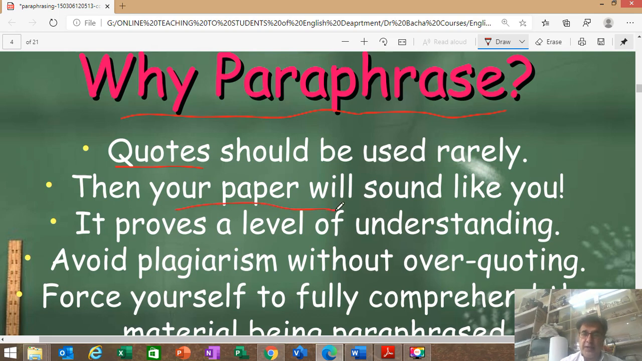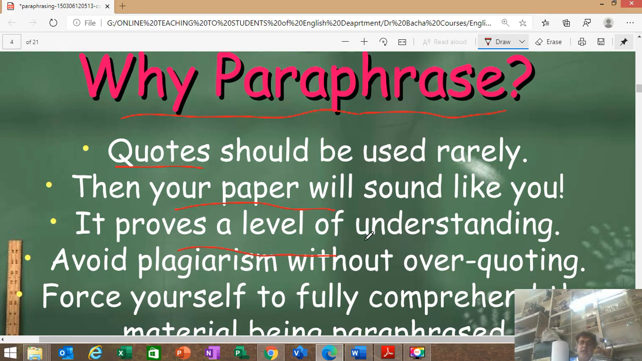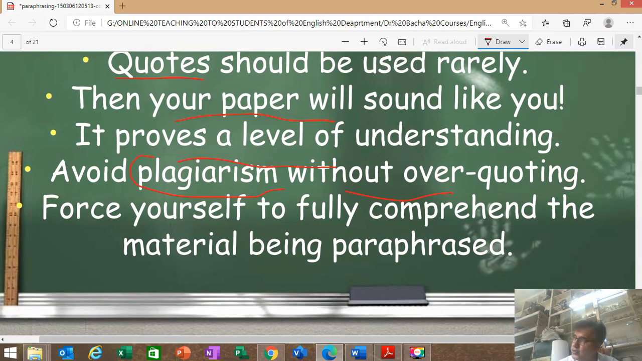And then your paper will sound like you. It proves a level of understanding. If you do this, it means that you have done it, and it will tell us your understanding. All right, and you have to avoid plagiarism, without overquoting. If you overquote from the original source, it means that you are plagiarizing it, and it would not be happily accepted. So you should try to avoid plagiarizing.